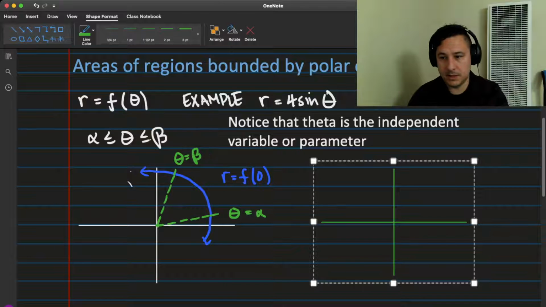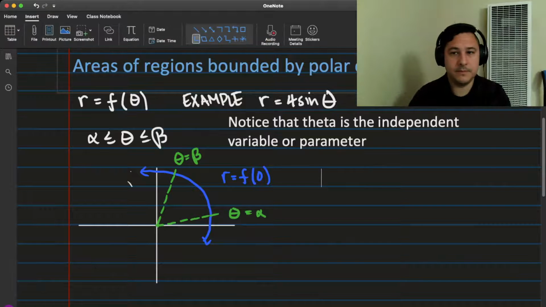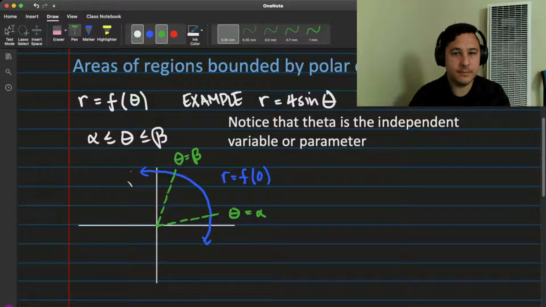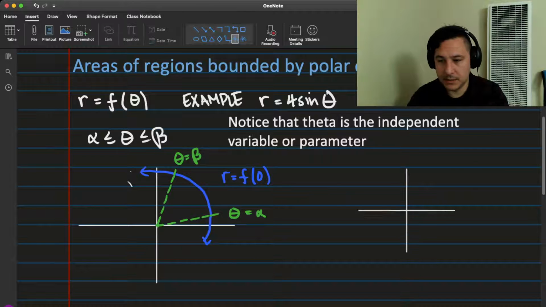Oops, I do not want this. This isn't green, that's ugly. One second. Let me draw this before I say anything.